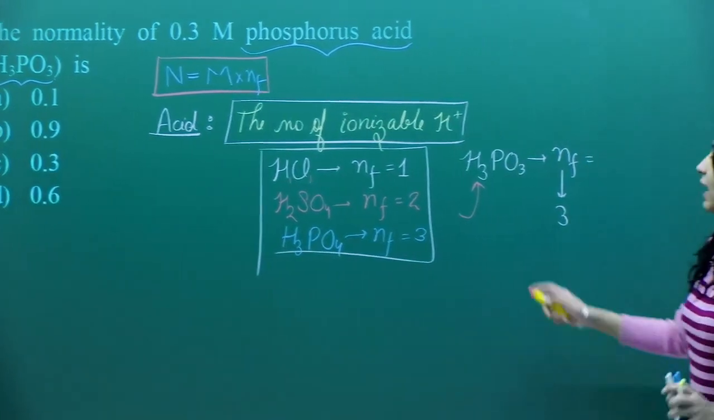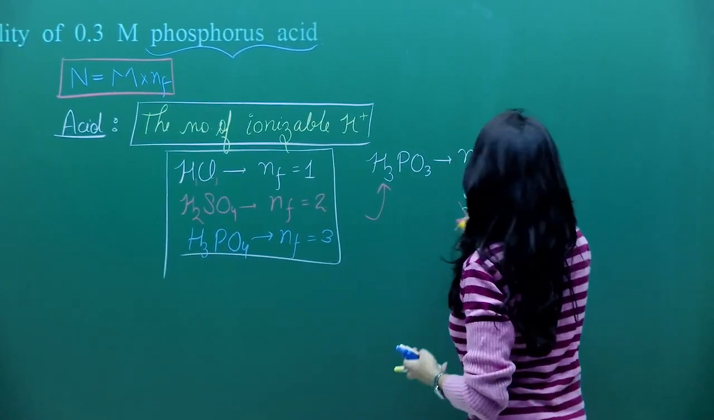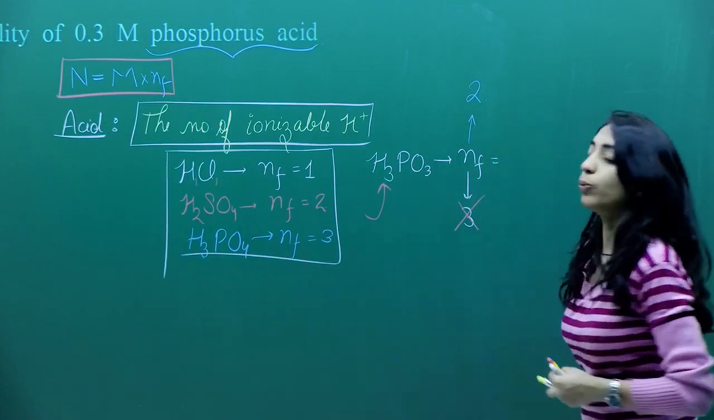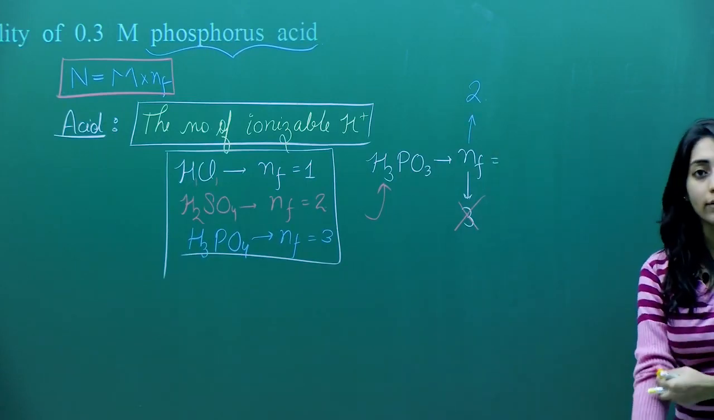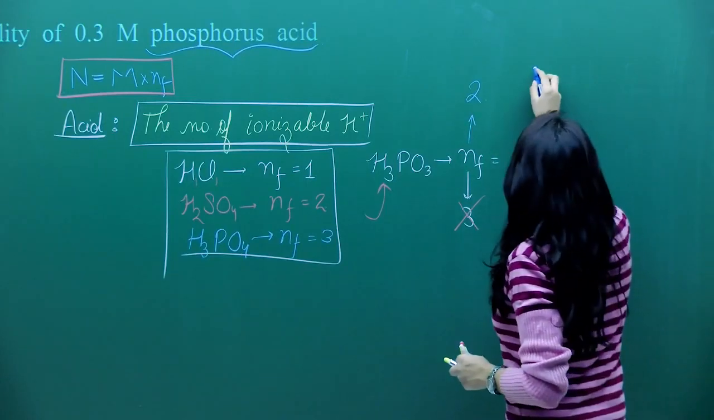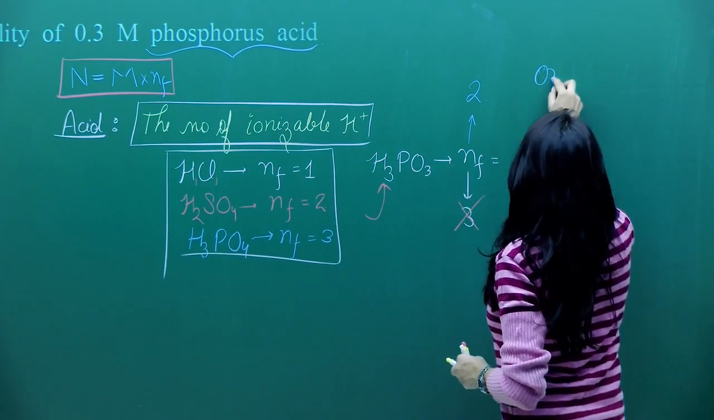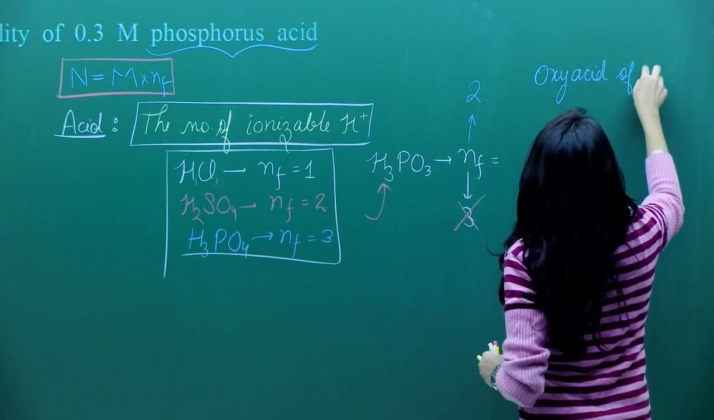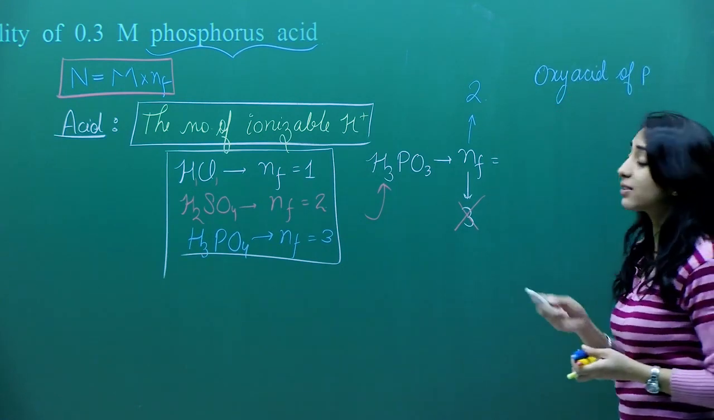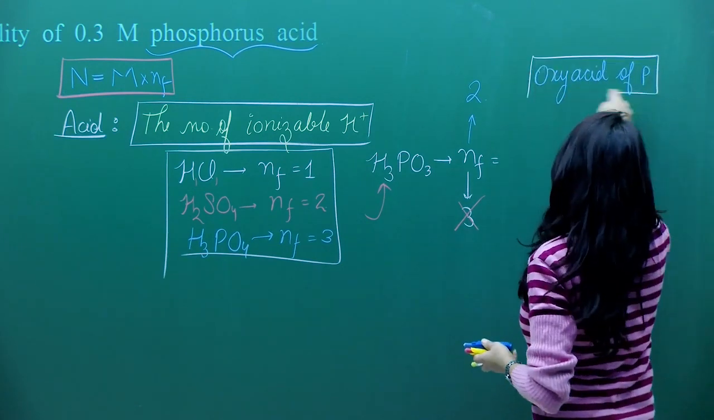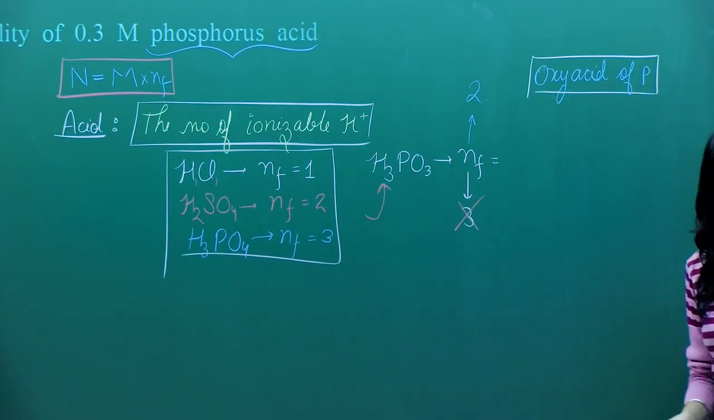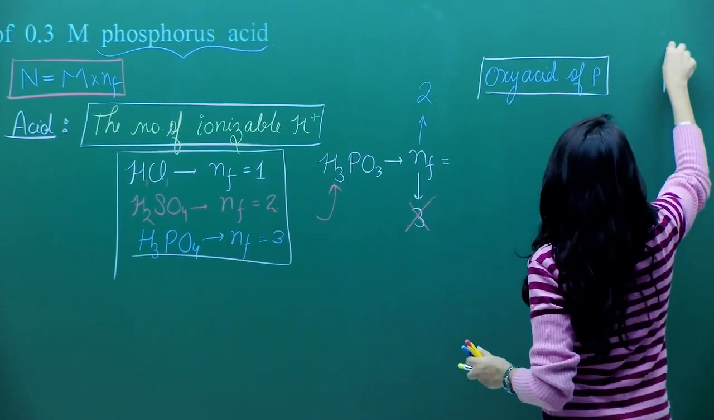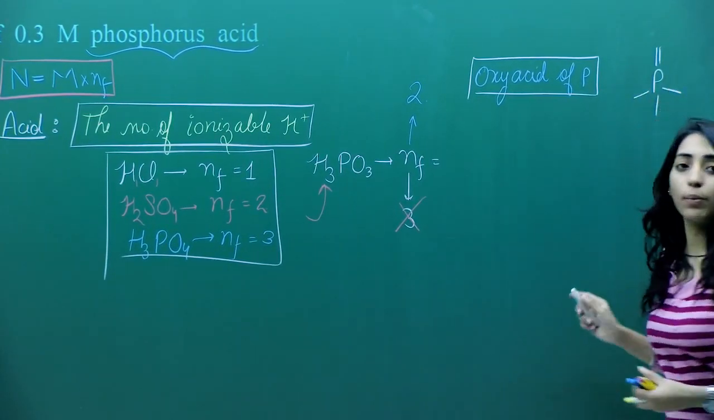But guys, for H3PO3, the n factor is not 3 but 2. How is the n factor 2? Let us see. Whenever you have to draw any oxy acid of phosphorus, that means where the P double bond O is there, the skeletal structure first of all will be P with 1 double and 3 single bonds.